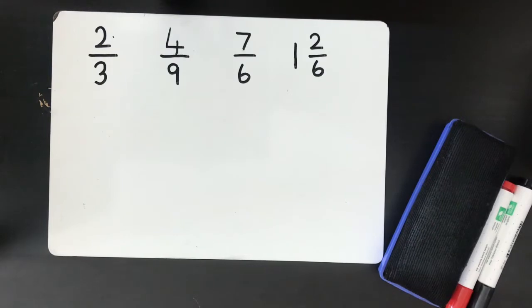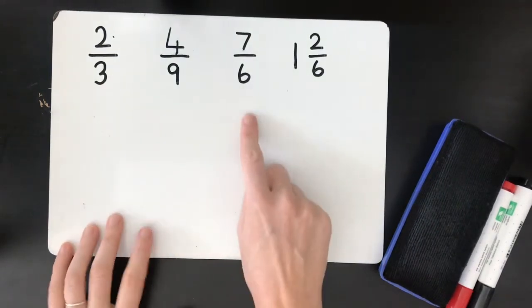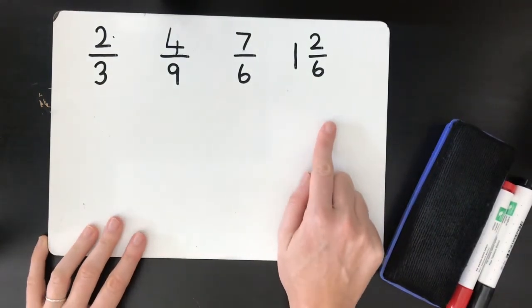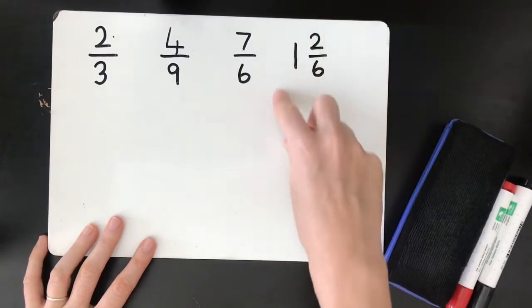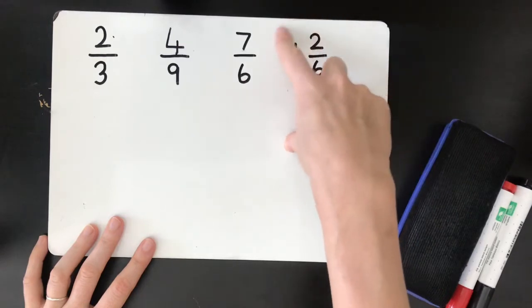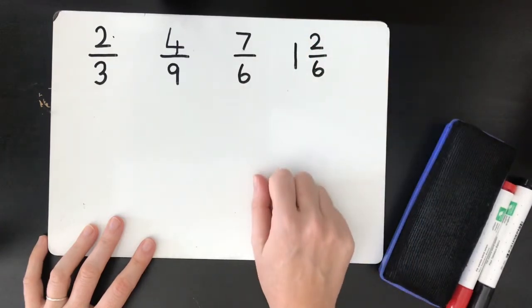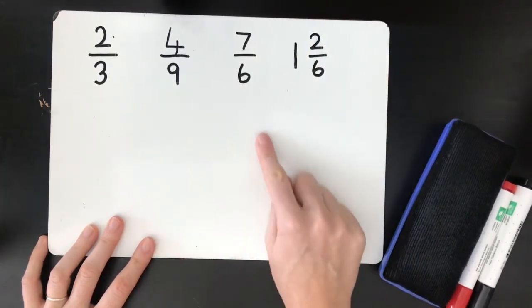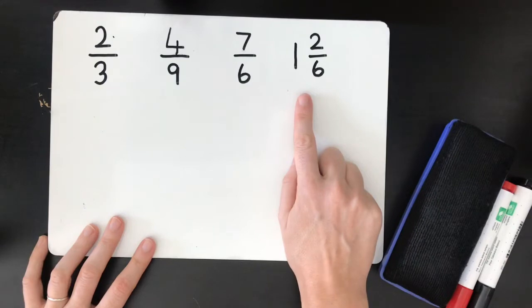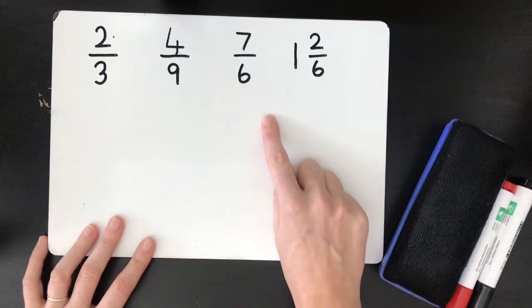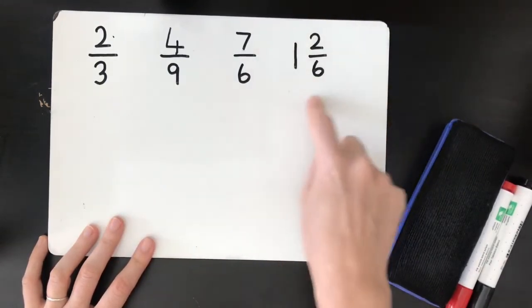Let's begin. Here are our 4 fractions that we have to compare and order. You will notice that this fraction here looks slightly different, because it is a mixed number. Before we begin ordering our fractions, we have to convert this back into an improper fraction. That will allow us to compare it to the other fractions. So let's start off with this one here.